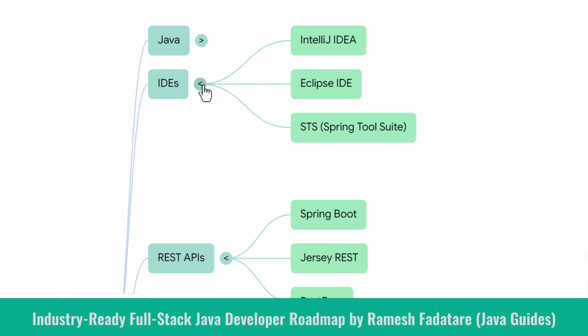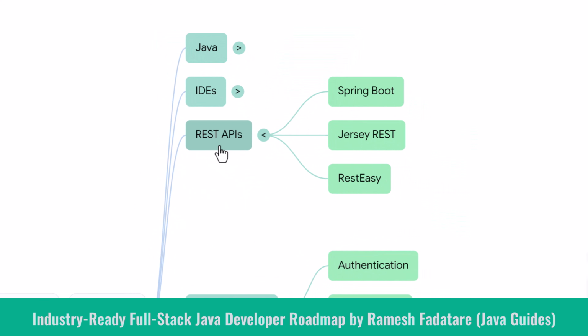After learning the language and tools, you begin building real applications through REST APIs. This is how the backend communicates with the frontend, mobile apps, or other microservices. You learn Spring Boot, the most popular Java framework for creating production-ready REST services. You also explore alternatives like Jersey and RESTEasy, both used in enterprise environments. Through REST APIs, you learn how to handle HTTP methods, write clean endpoint structures, manage request and response bodies, process data, and handle errors gracefully.